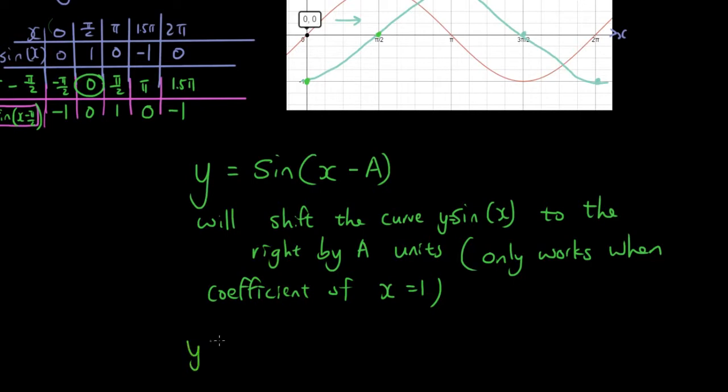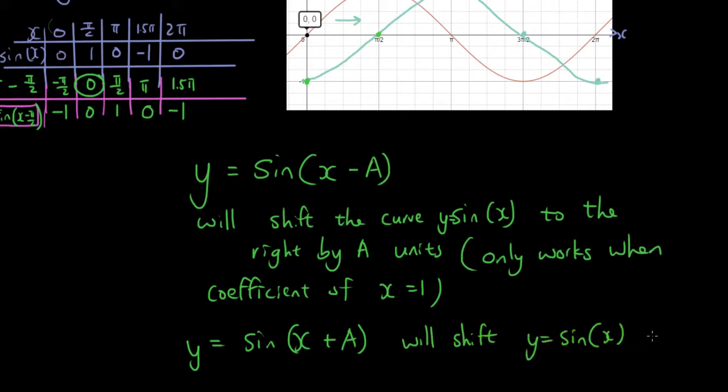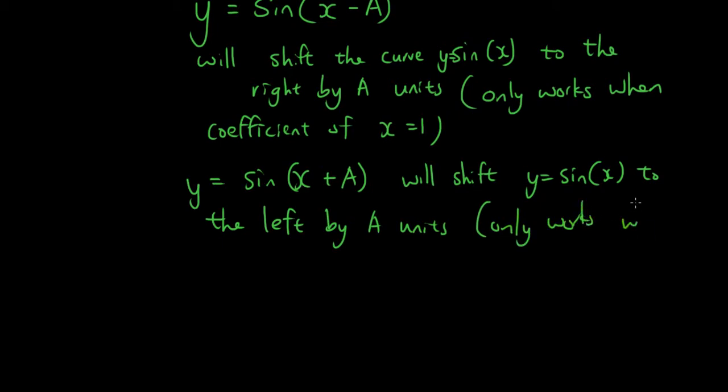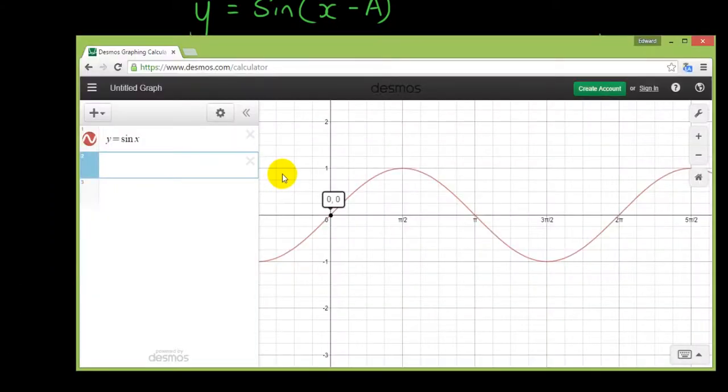So what if you add a certain number? So y equals sine of x plus a. This will shift y equals sine x to the left by a units. Again, this only works when the coefficient of x equals 1. Okay, so let's test it out in Desmos to show you that it works.